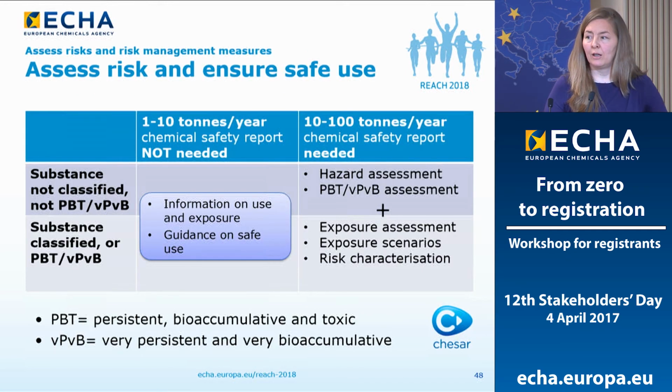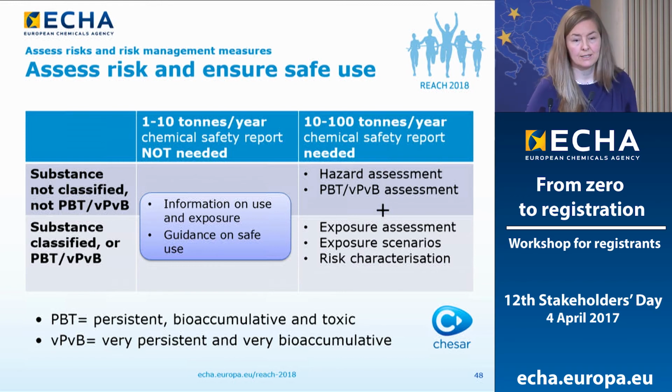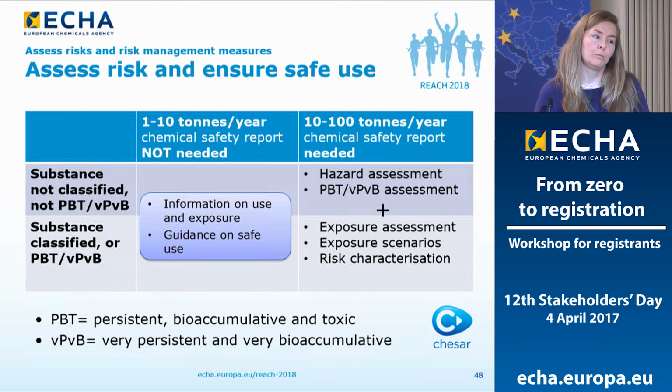In case you are in the lower tonnage band, you need to provide the information on use and exposure and the guidance on safe use. Then in the higher tonnage band, between 10 and 100 tons, you need to do the hazard assessment and the PBT and vPvB assessment, which is the persistent, bioaccumulative and toxic assessment. If your substance is already classified or it is already a known PBT or vPvB, then you also need to provide the exposure assessment, exposure scenarios, and risk characterization.